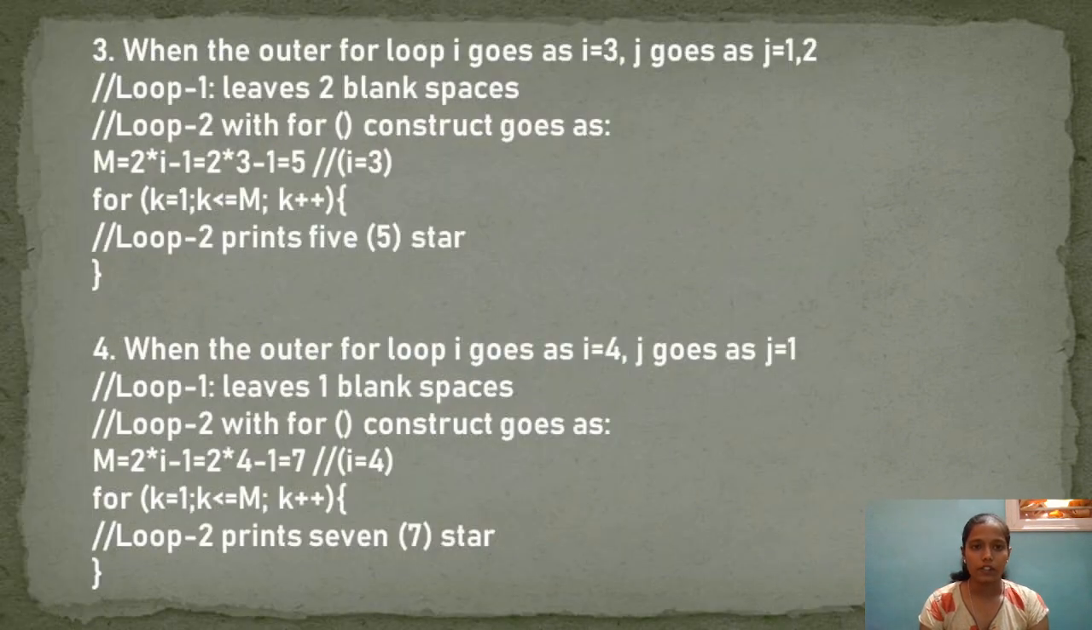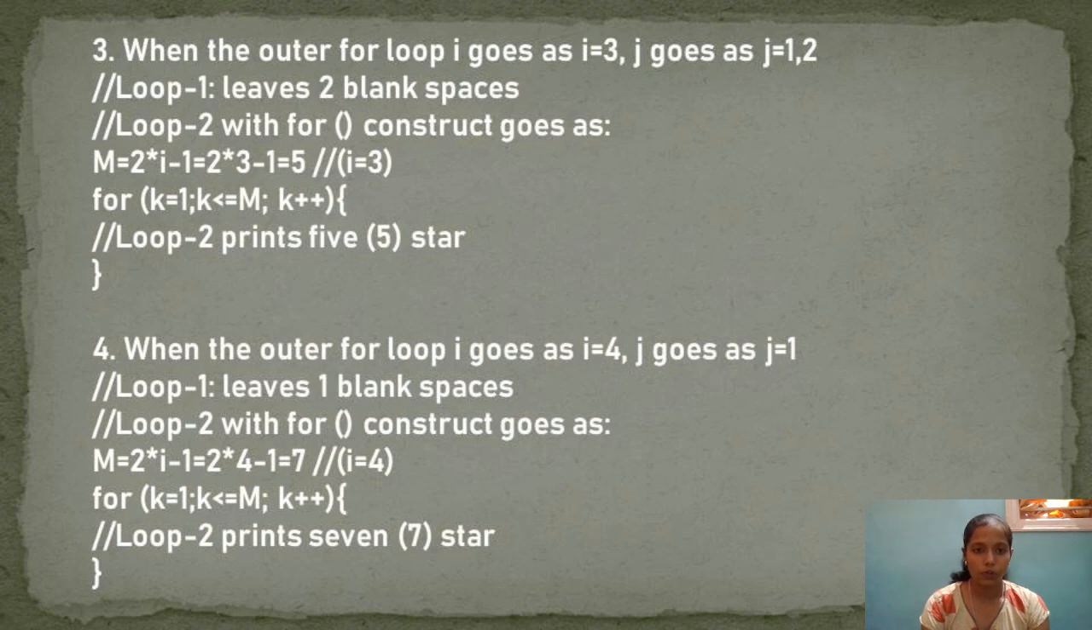And here is the third iteration. When the outer for loop i goes as i equals 3, and j goes as j equals 1, 2, here comes loop 1 and it leaves 2 blank spaces in a row. The loop 2 construct goes as m equals 2 times i minus 1, and here the i value will be 3. And here comes loop 2, for k equals 1, k less than or equal to m, and k increment. Here loop 2 ends and it prints 5 stars.